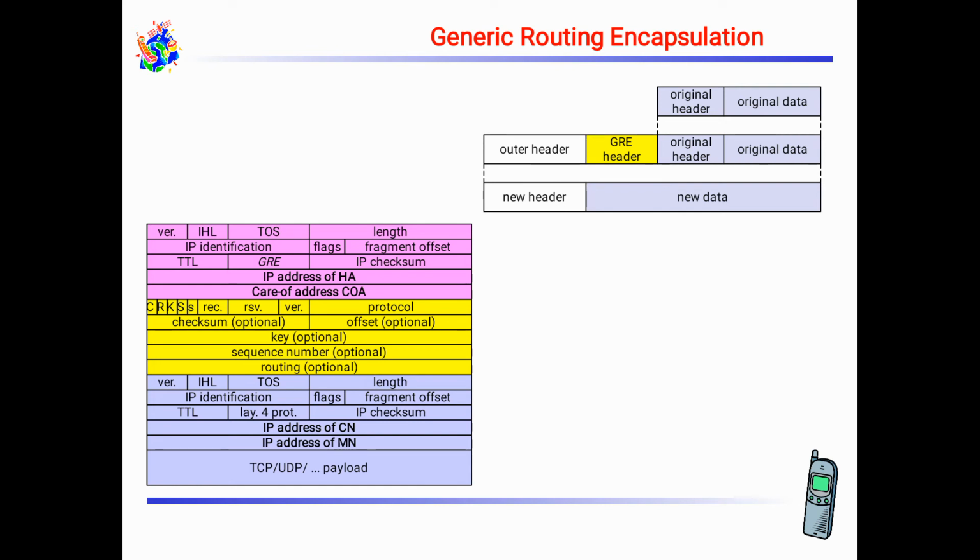And the third one is generic routing encapsulation. In generic routing encapsulation, the original header and original data are placed behind a GRE header. This GRE header has the new data and new header, and the GRE header is in the outer header. Generic routing encapsulation can use a sequence number, which is optional, and it also has key and routing options. Here the IP address of the HA, the home agent, and the care-of address, the COA, are all implemented based on the IP checksum, along with the IP address of the corresponding node and the IP address of the mobile node.